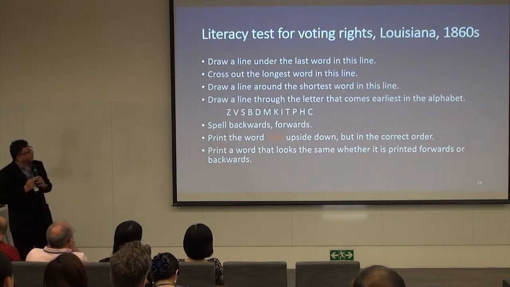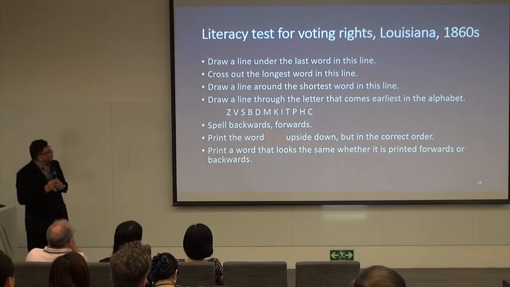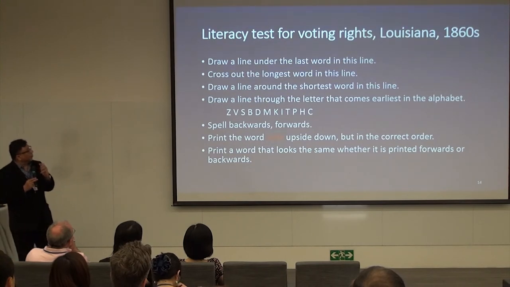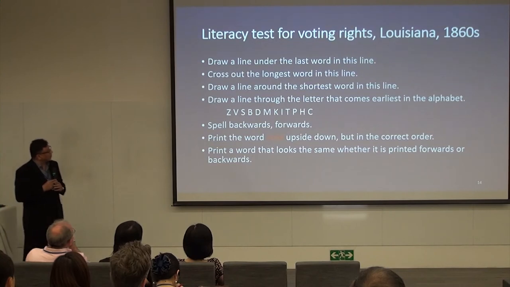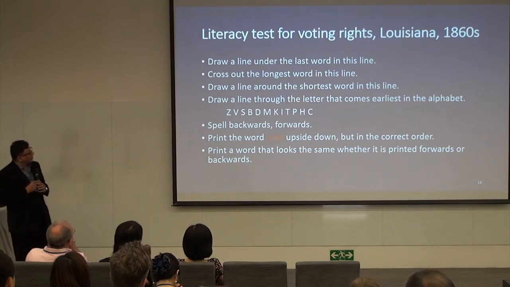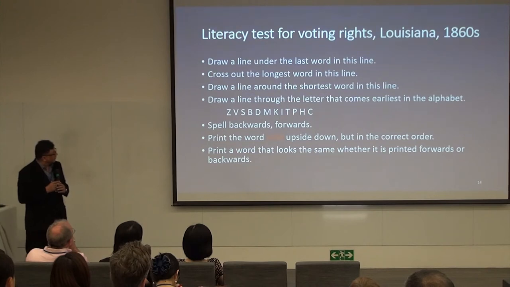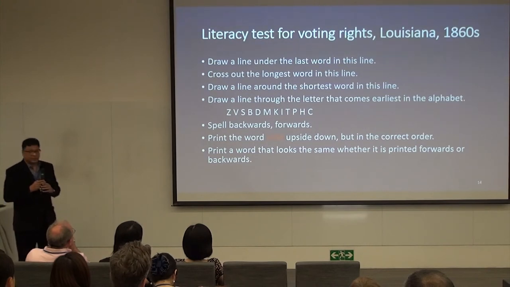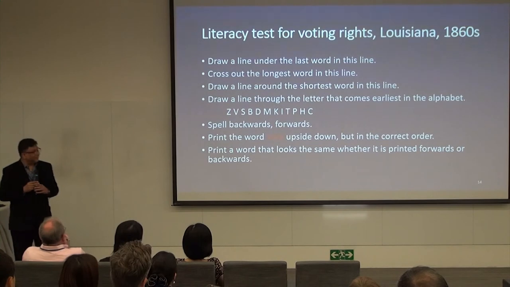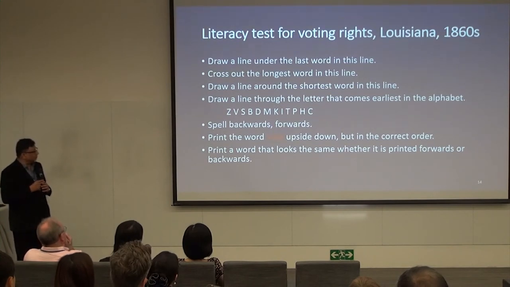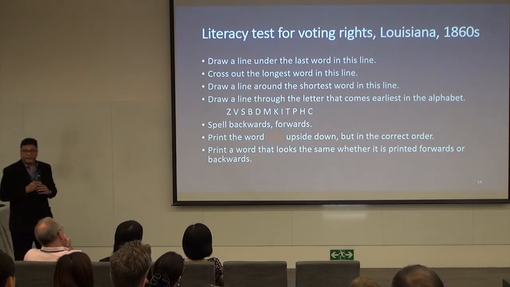Here's a literacy test for voting rights in Louisiana, also 1860s. Draw a line under the last word in this line. Cross out the longest word in this line. Draw a line around the shortest word in this line. Draw a line through the letter that comes earliest in the alphabet. Spell backwards, forwards. Print the word vote upside down, but in the correct order. Print a word that looks the same, whether it's printed forwards or backwards.